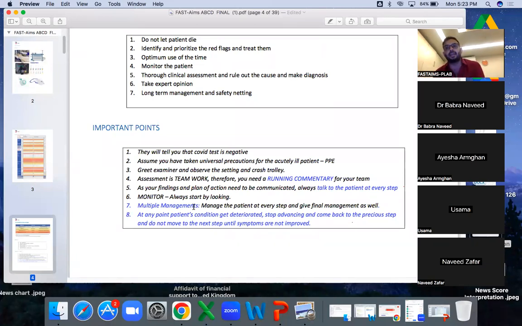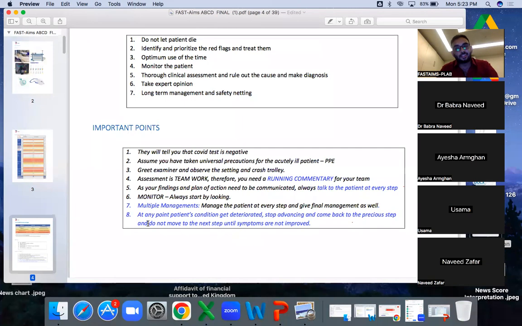For example, in the end, you have to give a thorough management as well. For example, long-term management, you need to run a couple of long-term tests, a couple of specialized tests. For example, echocardiography. So this should be in your mind. We have to give multiple managements here. Okay. Last thing, important point.